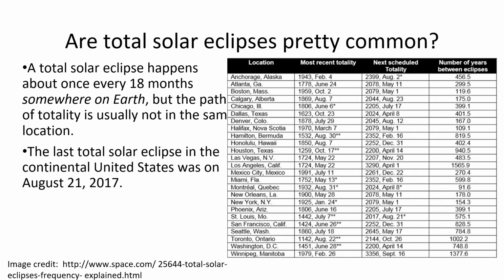Here's a list of the total eclipses. The last total solar eclipse in the continental U.S. was on August 21st, 2017, during the school day. We were not in the path of the total solar eclipse, but we did get to see the sun being blocked by the moon.